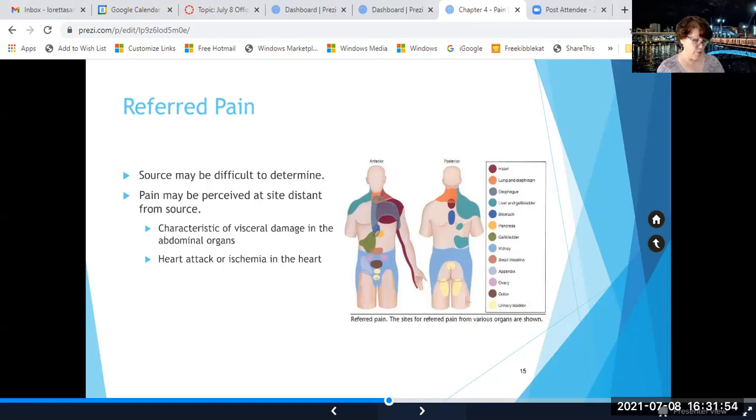Referred pain really occurs when the sensations of pain are originating in a deep organ or muscle, and it's perceived on the surface of the body in a different area. So we'll talk about actual physical mechanisms in the synapsing neurons in the spinal cord in neurology. But for now, just knowing that referred pain is pain perceived at a site distant from the source, and you can map common referral from specific organs.